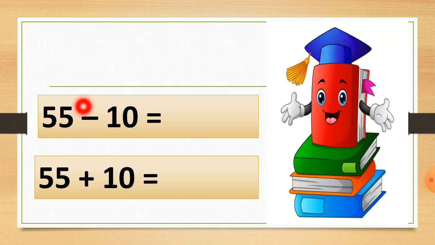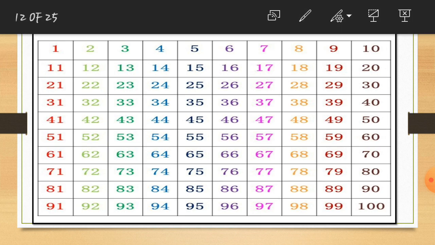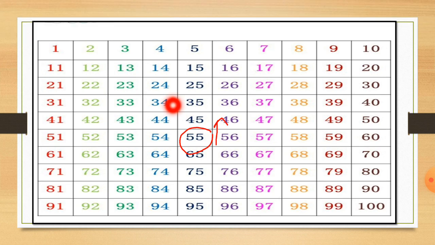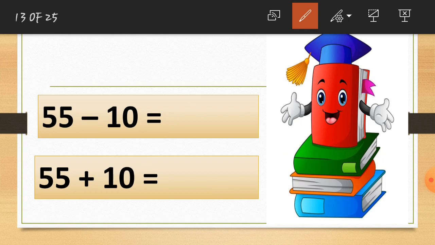Here is the number 55. In this hundreds grid, first we have to find the number 55. So first I'll circle the number 55. Here is the 55 number. I circle it and we have to cut 10, so we go upside. You can see through this arrow. Just go one step upside. So here we get the answer, which is 45. As easy as that. Let's write the answer, 45, here.